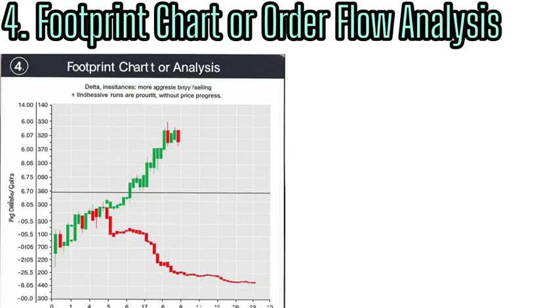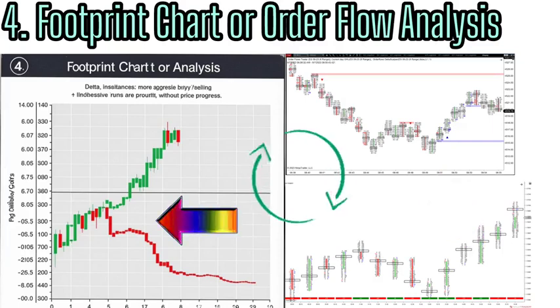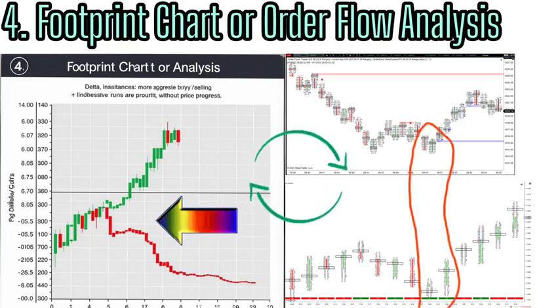4. Footprint chart or order flow analysis. What to look for: delta imbalances, more aggressive buying or selling without price progress. Explanation: hidden orders are soaking up aggressive orders. Clue: negative delta with bullish candles, or vice versa.